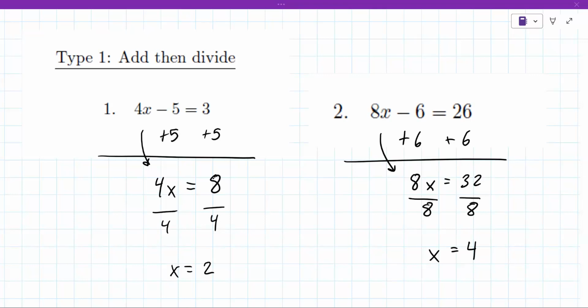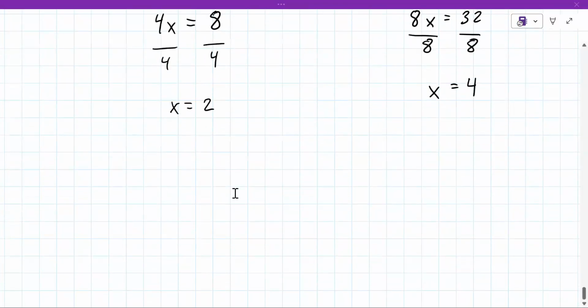Can I give you one to try? I got 8 equals 4. I forgot how you divide. I forgot the 8 would be left for some reason. x equals 4. It's okay. Let's try another one here.